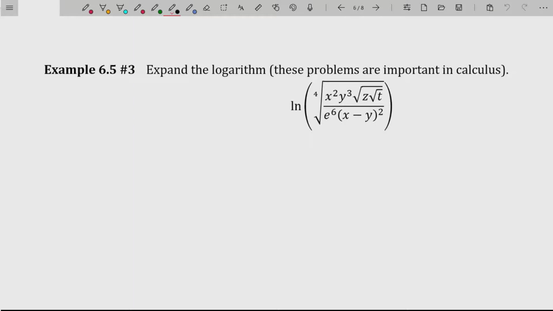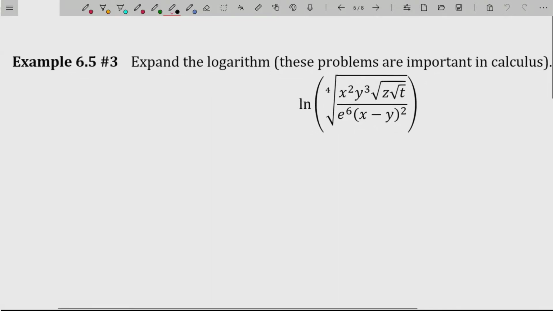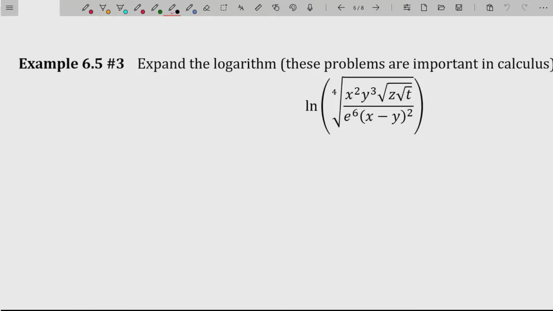Now we're to the nuts and bolts of it right here. Notice that I didn't call this f of x for a couple reasons. One, I don't want you to find the domain. Two, it's not a function of x. It's a function of x, y, z, and t. So that would be a weird problem. So instead, I'm just saying expand this logarithm. And the practice you get here is incredibly important for calculus because, well, it just is. I'm not going to explain why. But we know all the properties of logarithms at this point.